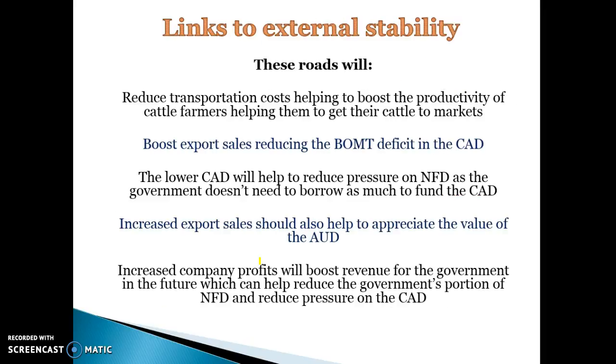The idea of these roads, though, and you've got to be able to link it back to external stability. So it's going to reduce transportation costs, helping to boost productivity. It's going to boost export sales, which will reduce the balance of merchandise trade deficit, and therefore lower the current account deficit, which will reduce pressure on net foreign debt as the government doesn't need to borrow as much. So they're all links you need to be able to make to external stability. You could also say increased export sales should appreciate the dollar, but not as important.